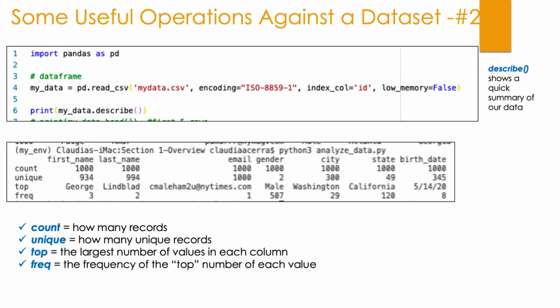Now I have top and frequency. They sort of work together. Top is the largest number of values in each column. So the first name George is what I have the most of, and I have 3 of those for the frequency. You see it in the next. And Lynn Blad, I have 2 of those. Like we said, email is unique, so they picked the first one, and I only have 1 of those, right? I have 507 males, less females. I see the city of Washington 29 times. I see the state of California 120 times. And the date 5/14/20 we see 8 times.